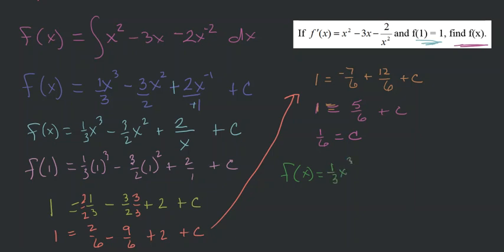1/3 x to the third minus 3 over 2 x squared, 2 over x. Let me comment something. That x is not in the bottom. That x is not in the bottom. That x is in the bottom. Plus 1/6.